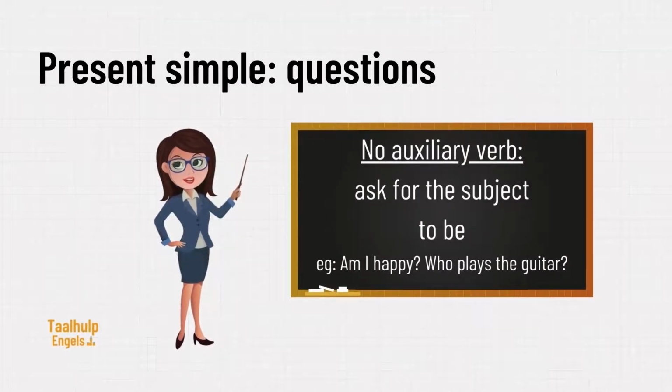In some cases, you don't need an auxiliary verb when forming questions in the present simple. This is the case when the answer to your question is the subject of the sentence, or when the main verb of the sentence is to be. For example, am I happy? Who plays the guitar?